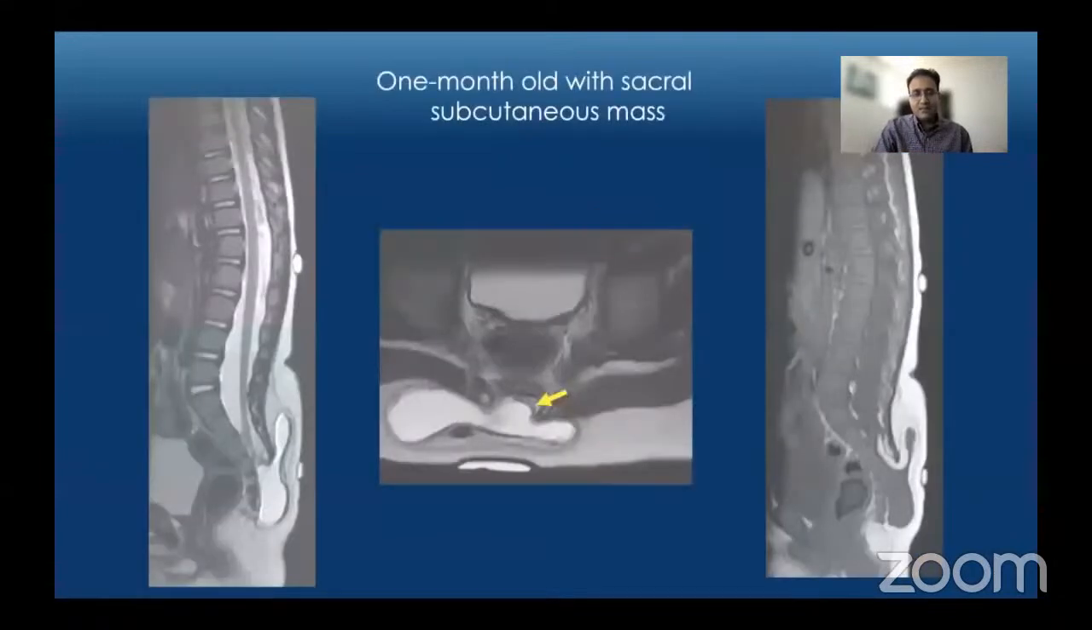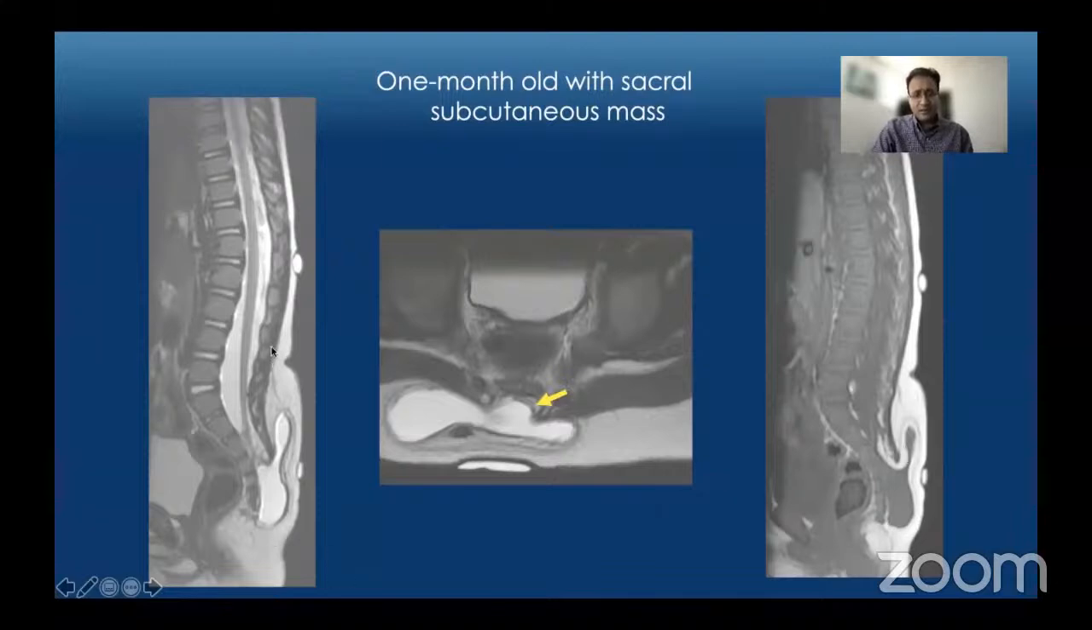The next case is a spine case. This is a 1-month-old child who presented with a sacral subcutaneous mass. On the sagittal and axial T2 weighted images, we see dysraphism of the sacral region, and we see the cystic mass, which appears to be contiguous with the distal spinal cord. Here again, you can see the distal spinal cord with the cystic mass contiguous with it. There is no associated lipoma, although there is some continuity of the epidural fat with the subcutaneous fat.